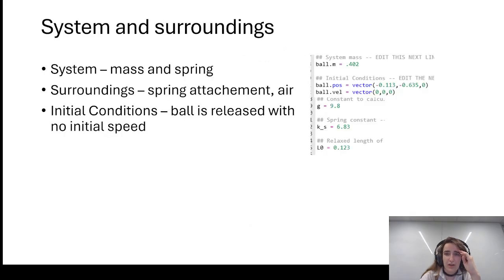So, system and surroundings. Our system is the mass and a spring. Surroundings: the spring attachment and air. Initial conditions: the ball has a radius and no initial spin, and here are the initial conditions. You can see the ball mass, 0.402, ball position, ball velocity 0, no initial speed, gravity of course, the k of the spring, and the relaxed length of the spring.